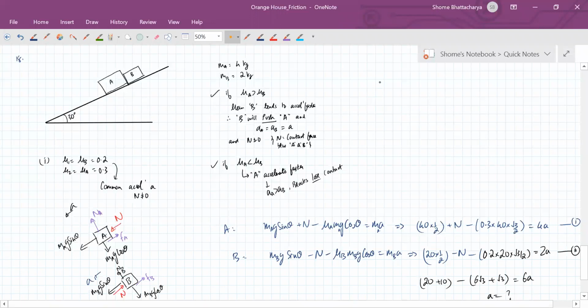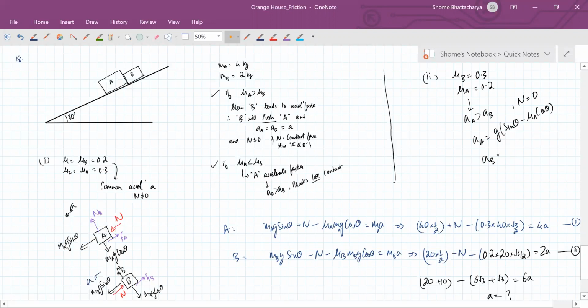Okay. Well, the second case is much easier. In the second case, what is happening is the coefficient of friction for B is 0.3. Coefficient of friction for A is 0.2. So the acceleration of A will be greater than the acceleration of B. The contact force between them will be 0, and they will just be given by these formulae. Okay. So that's the 18th question. Finish writing this down. Next we'll do 21st.